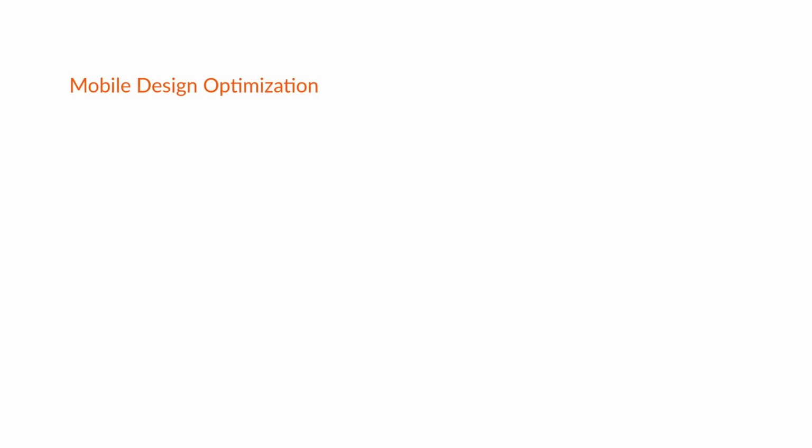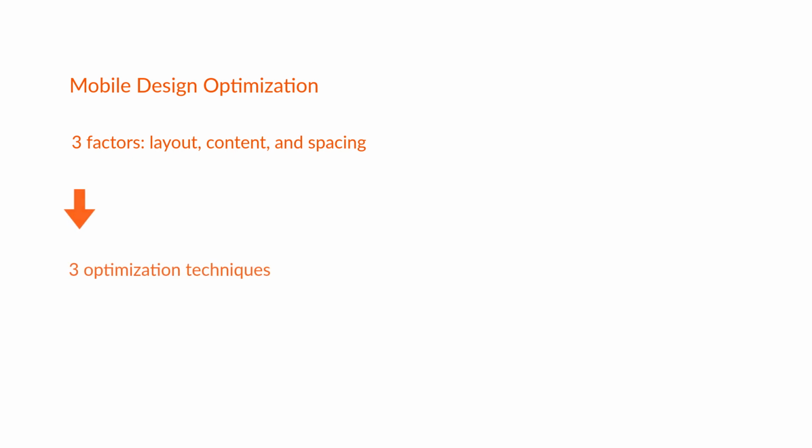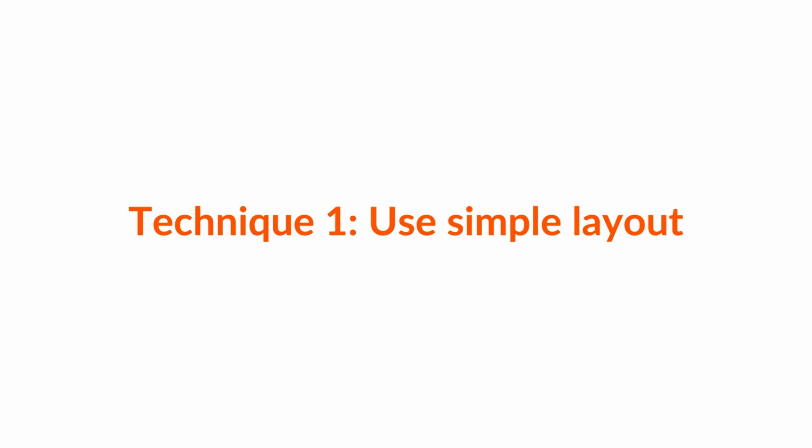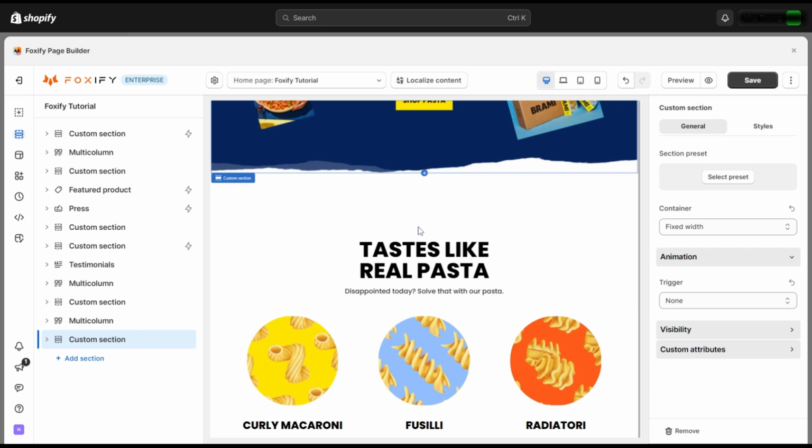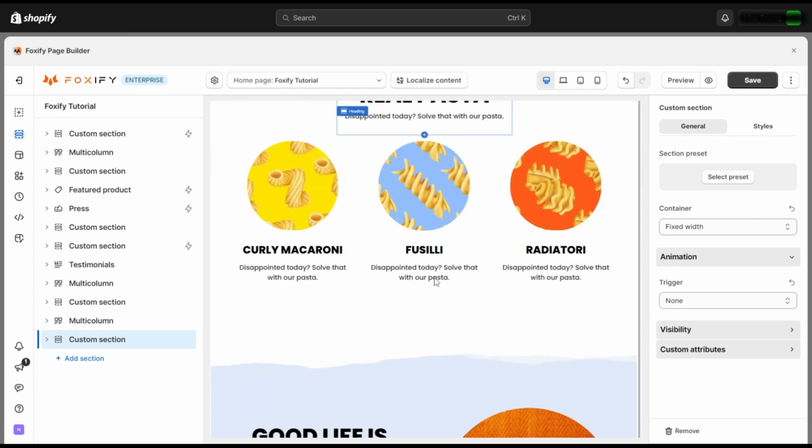Specifically, you have to optimize 3 factors: layout, content, and spacing. That's corresponding to 3 techniques you will be guided in today's video. Technique number 1, use a simple layout. Since mobile devices have small display screens, content elements will work best in a simple layout.